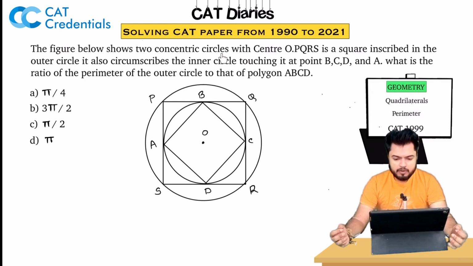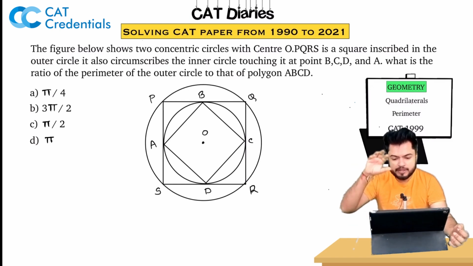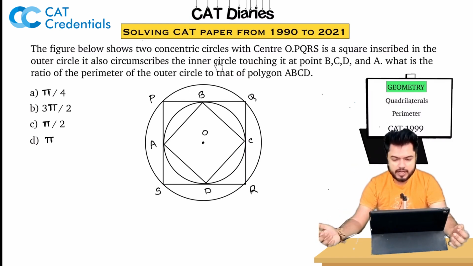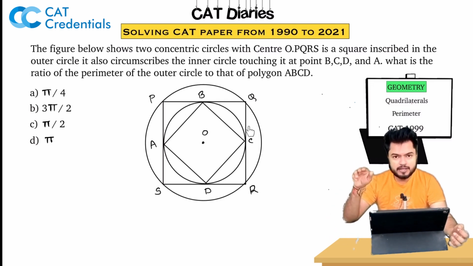The figure below shows two concentric circles with center O. So as you can see, there are two circles with a common center O here. PQRS is a square inscribed in the outer circle. It also circumscribes an inner circle touching it at the points B, C, D. So inside the square, there is one more circle which is touching at these 4 points B, C, D and A.